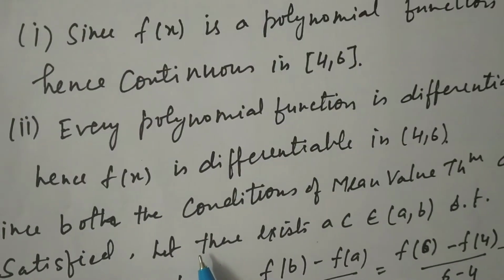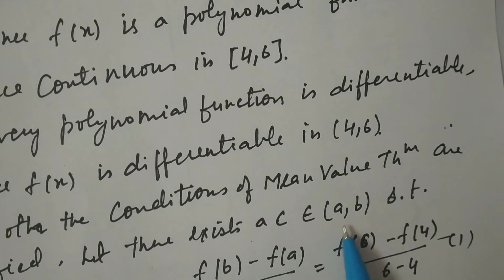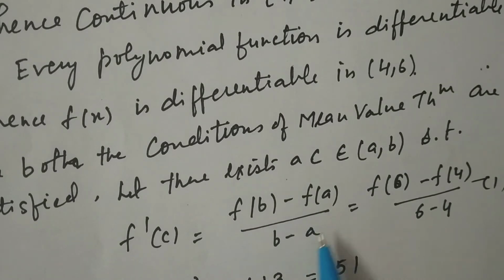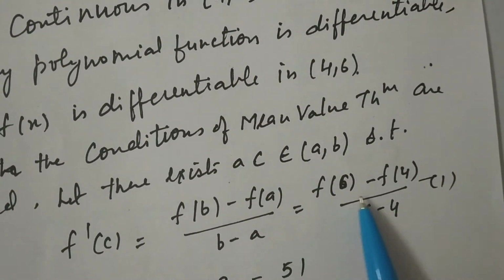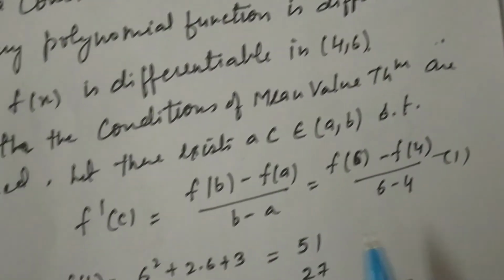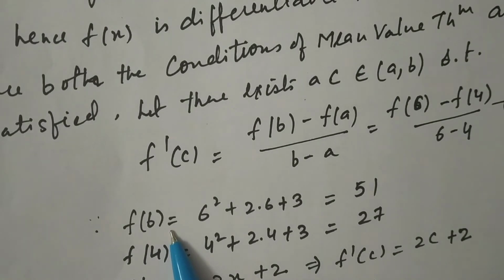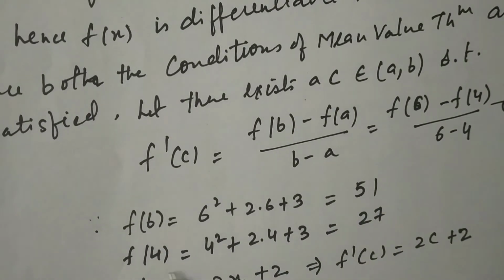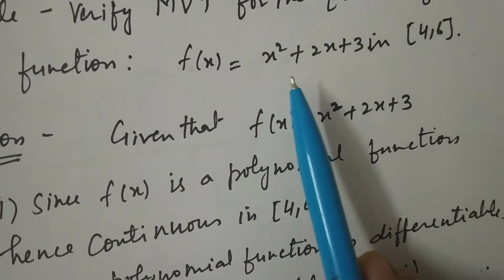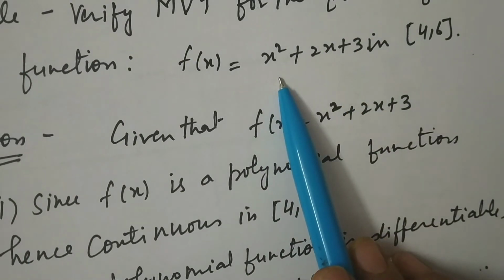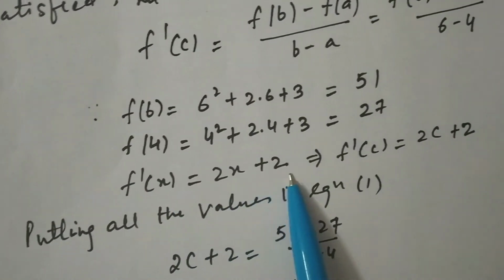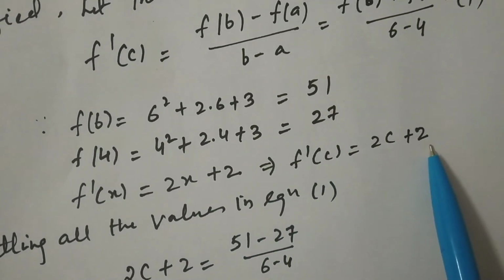Now let us assume that there exists a point c lying in the interval (a, b) such that f'(c) is equal to (f(b) minus f(a)) upon (b minus a), that is (f(6) minus f(4)) upon (6 minus 4). Let us call this equation 1. Now f(6) we solve it out and it comes out to be 51. f(4) comes out to 27. Now since my function was x square plus 2x plus 3, f'(x) will give me 2x plus 2, so f'(c) will be 2c plus 2.